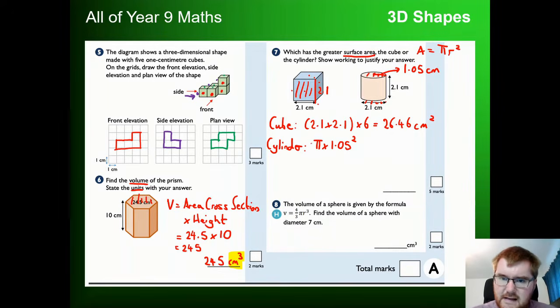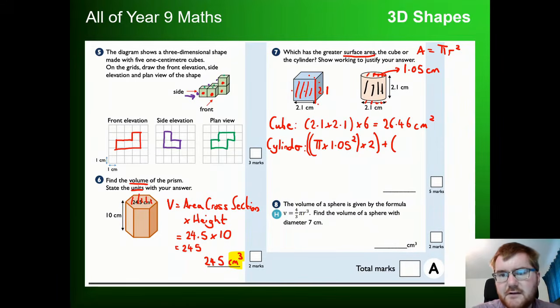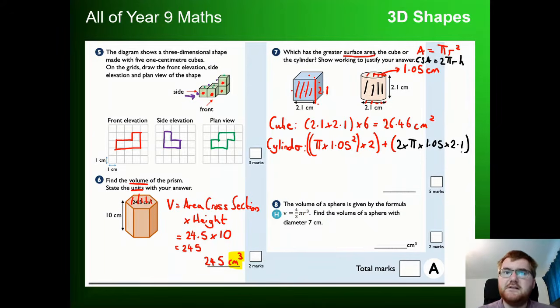That's really important. And we're going to multiply that by 2. So we'll do that in a moment. And then we need to add on the area of the curved face. So if I use a different color here, the area of the curved face that goes all the way round. And to work that out, there is a formula for this. So the curved surface area is equal to 2 pi r h. So we need to do 2 times pi times the radius, which is 1.05, times the height of the shape, which is 2.1. Only once I've got that do I then put all of this into my calculator.